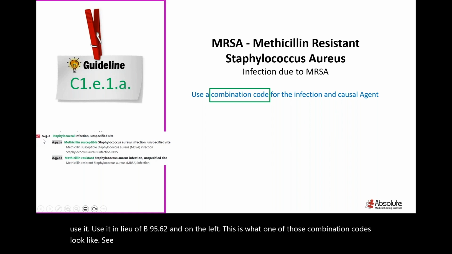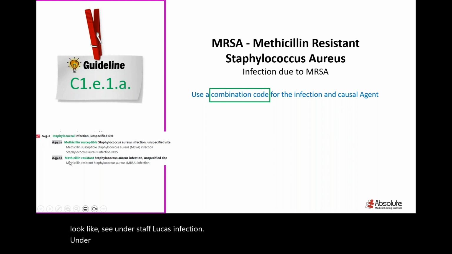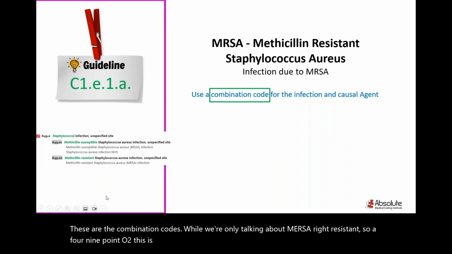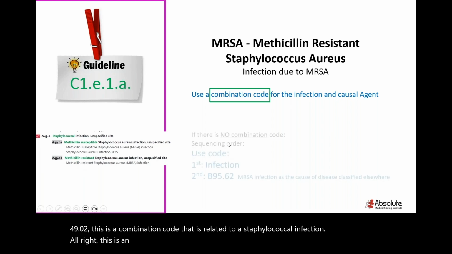And on the left, this is what one of those combination codes look like. See, under Staphylococcus infection, underneath, you have methicillin susceptible and methicillin resistant. These are the combination codes. Well, we're only talking about MRSA, right? Resistant. So A49.02. This is a combination code that is related to a staphylococcal infection. All right, this is an example.